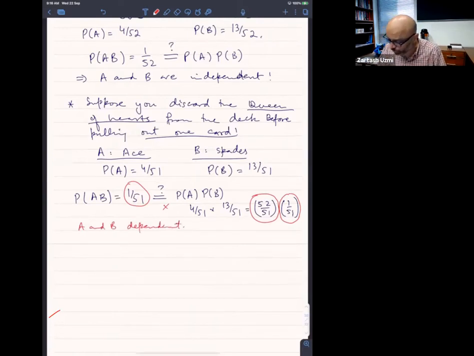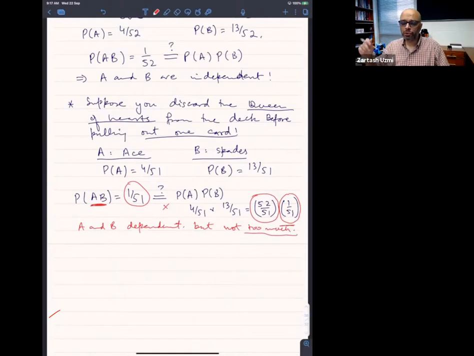However, I also note something else: this 52 by 51 is a number very close to 1, okay? So although A and B are dependent, not independent, their dependency is very, very weak. They are dependent, but not too much. And this is hand waving here.